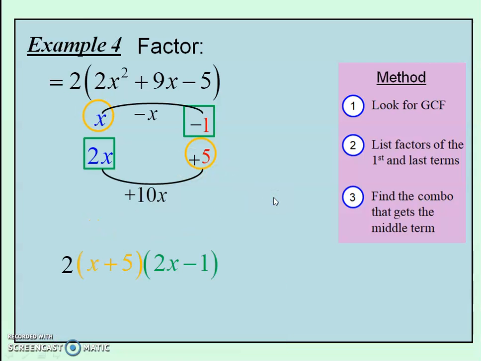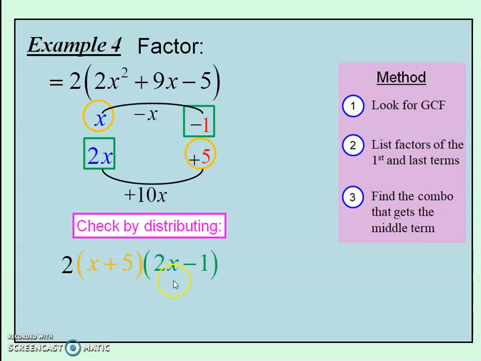And when I check my answer, when I distribute, the order of operations is that either I can FOIL first and then distribute the 2. That's what I did here. If I multiply all that out, I would get back the original trinomial that I had. Or you could distribute the 2 to one of these two and then FOIL. Either way, you'd get the correct answer. All good.